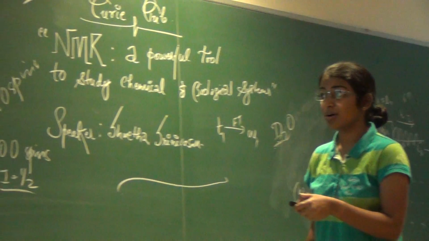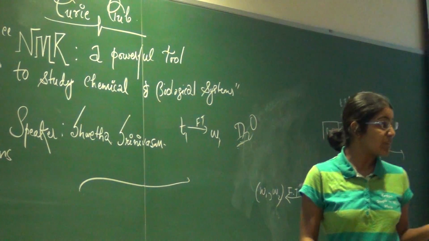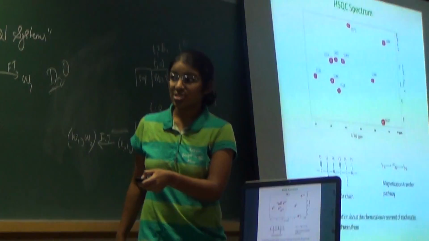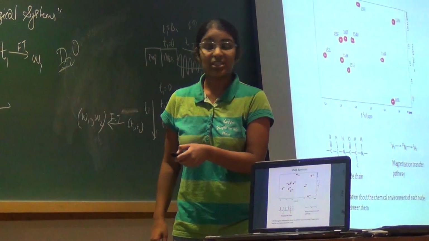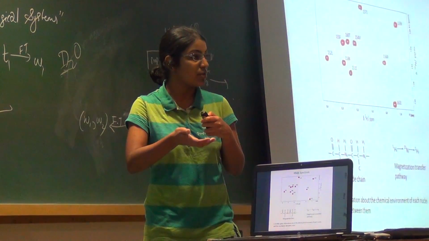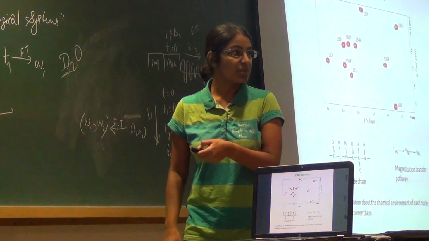So first I will record a N-15 HSQC, label all my peaks, and then I'm going to replace my solvent with D2O and record an HSQC again. In that I will see that some peaks will be missing. The peaks which are missing tell you the amino acids which are exposed to the solvent, because of which they have undergone an exchange and do not come up in the HSQC.